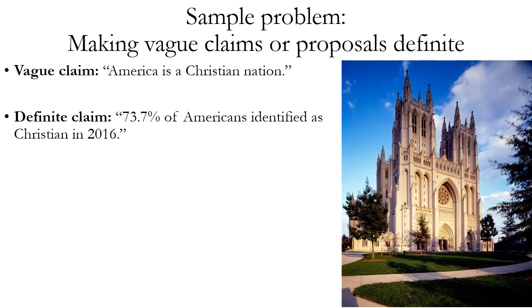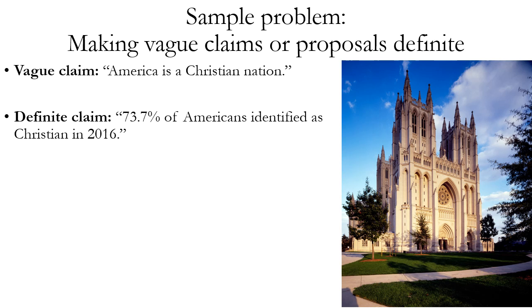So let's look at a sample problem about making a vague claim definite. The vague claim is America is a Christian nation. The part of it that's vague is the whole phrase "is a Christian nation." We don't know what exactly that is saying. Is it saying that a majority of Americans are Christian? Is it saying that Christianity is or should be supported by the government? We don't know.